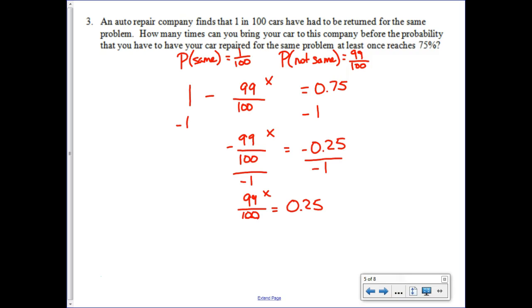Okay, so to do that, we're going to need to take the log here. And so when we do that, we have the log of 0.25, base of 99 over 100 is equal to x. So use your change of base, type that in your calculator, and we get x is approximately 137.9 times, or about 138 times.